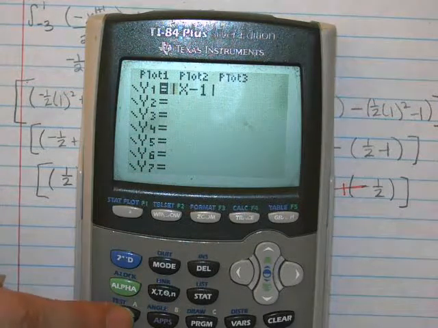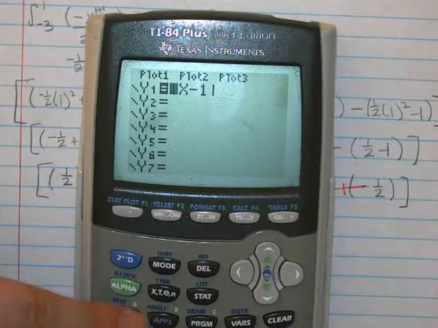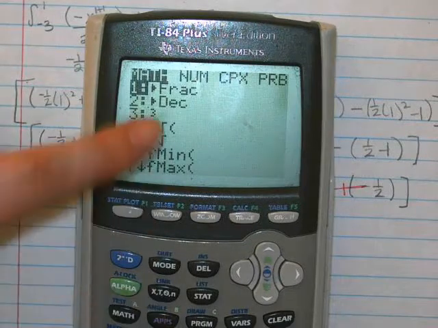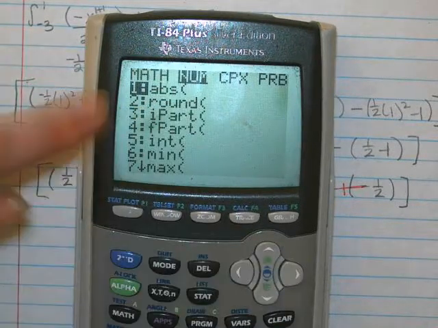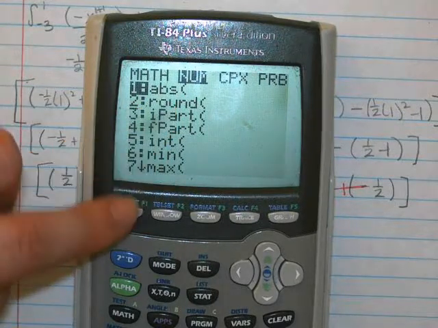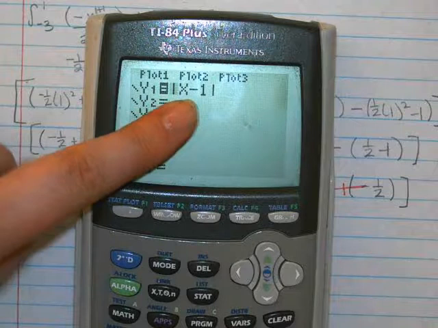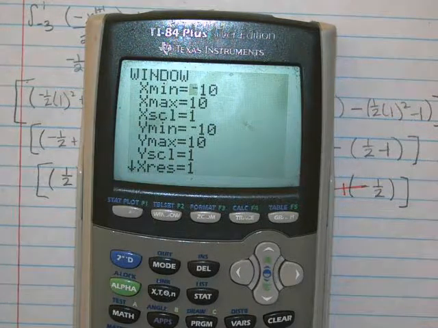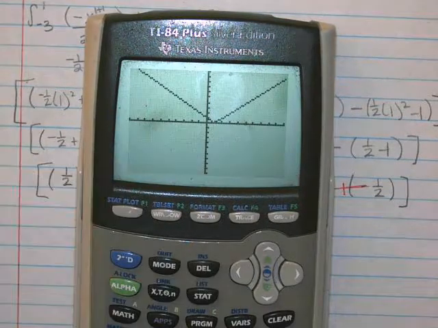To type the absolute value graph, you hit the math button, and you go over to number, and it's ABS. It's the first one for absolute value. Okay, so it should look like this. Your window can be the same as normal, and then we'll go ahead and hit the graph button.